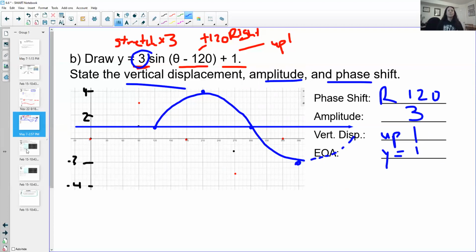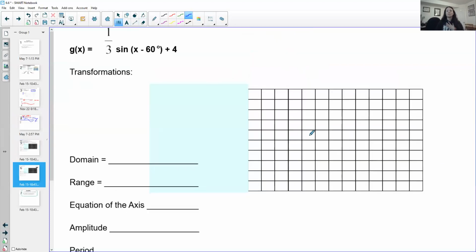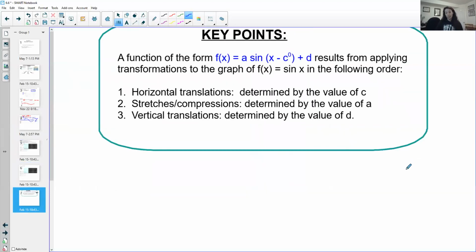I have 2 more examples. I'm not going to do them. If you would like to do them to practice on your own, you are welcome to. And then a quick summary, which is from the back of your book, or the back of the section of your book listed on the last slide.